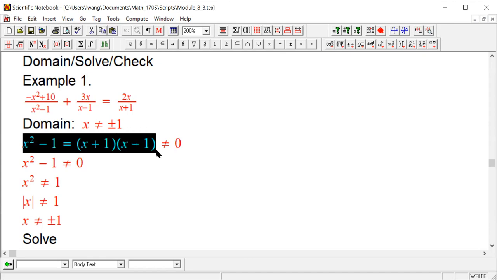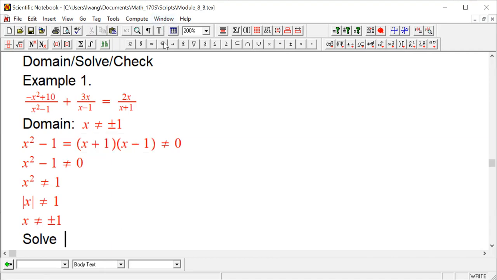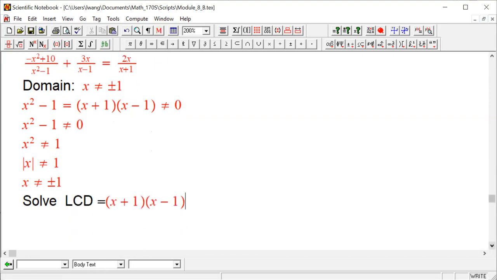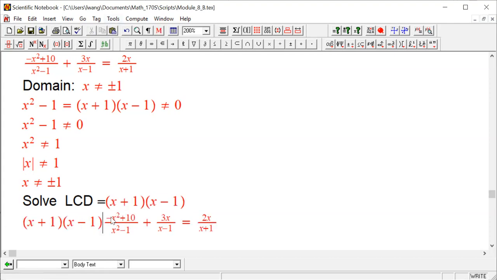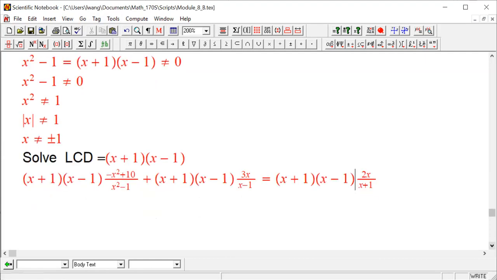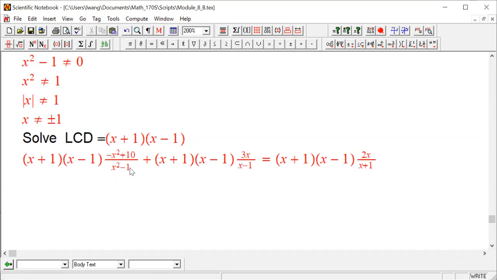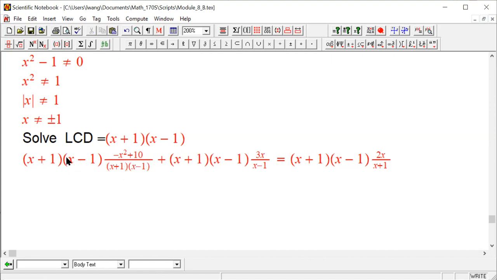In the process of factoring, we have found what we call the least common denominator, also called LCD. Our LCD is x plus 1 times x minus 1. We can utilize this to simplify our equation. We multiply the LCD on every term, the same thing on every side. Because x squared minus 1 is x plus 1 times x minus 1, there's a simplification here.